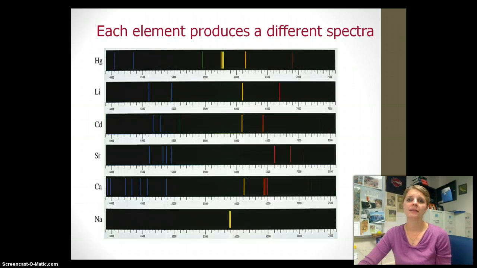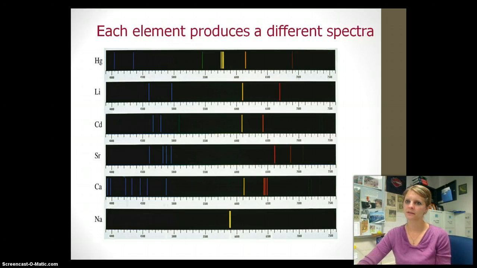And he found that when he did different elements, notice here's a list of different elements, each of them showed a different spectra. It's kind of like elements' fingerprints. Every element has a different spectra, kind of like every person has different fingerprints, and that makes us unique. Every element has a different spectra, and that makes them unique. So we can use this to see what kind of element we have.